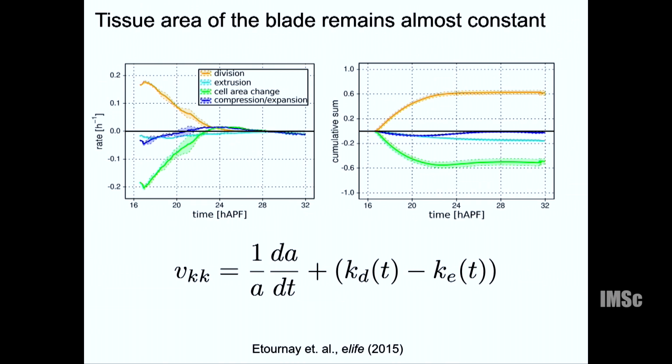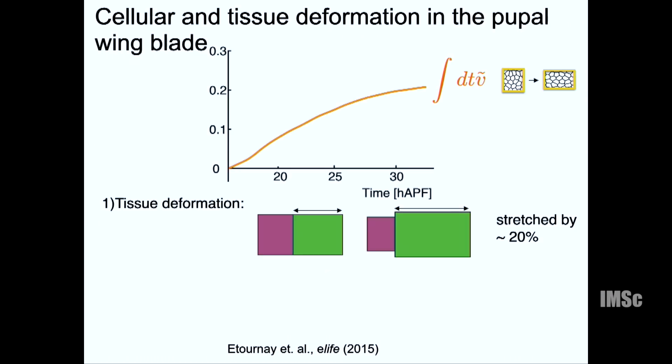And I will not go into these details. I will go to the main result. So this is the velocity gradient integrated over time. What should it quantify? It should quantify how much the total blade length has changed. And if you look at this number, it is roughly 0.2. So the total tissue has stretched by 20% of its original length.